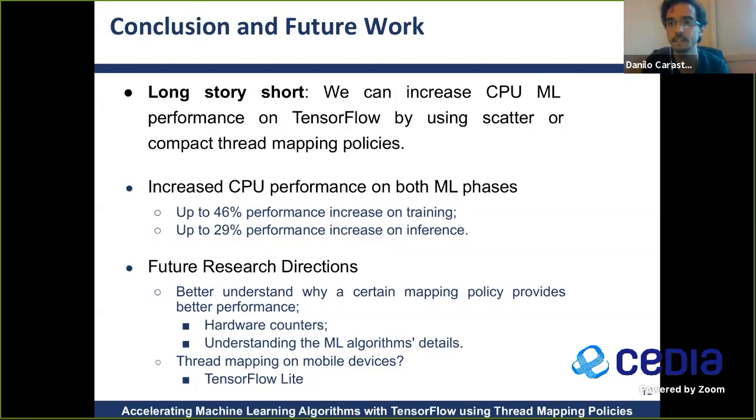To summarize, we clarified what we can expect if we change the thread mapping policies when we consider the CPU execution of parallel machine learning algorithms using TensorFlow. In our experiments, we achieved interesting performance improvements of up to 46% in the training phase and 29% in the inference phase. These results are interesting in the sense that we only need to change an environment variable to get these improvements. We don't need to buy an accelerator device, even though GPUs can effectively increase performance by a lot.